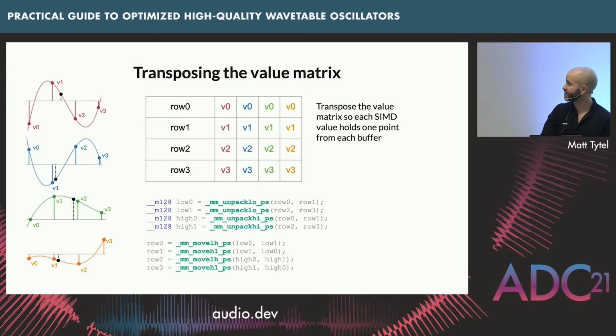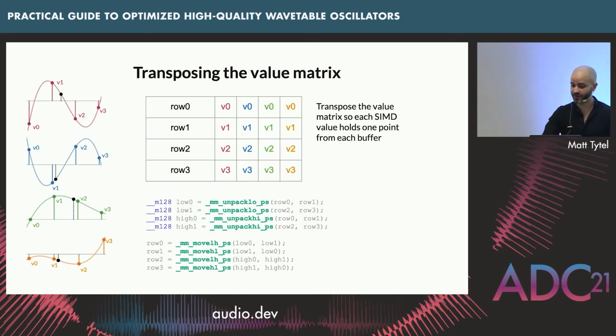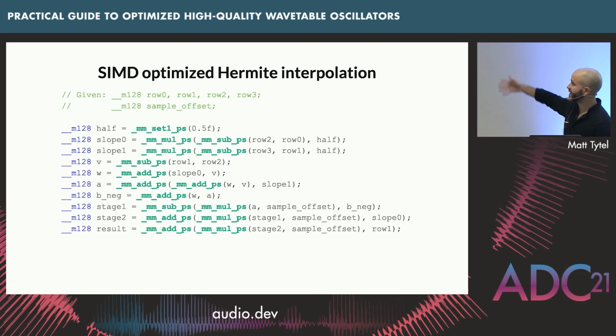And then we can just directly translate our interpolation code into SIMD. So really the only extra bit was doing that transpose here to really get our SIMD interpolation down, which is, again, a direct translation of that earlier code.